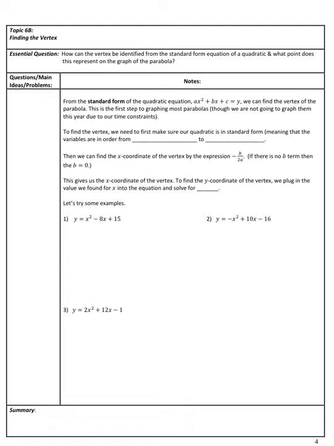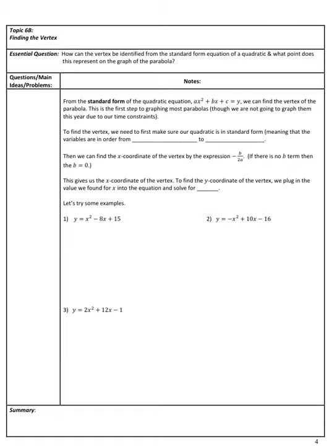Welcome back to topic 6, Algebra 1. We are on topic 6b, finding the vertex. Finding the vertex is a key thing in graphing. It's important to know how to find it, so we're going to focus on working on that today. So how can the vertex be identified from the standard form equation of a quadratic, and what point does this represent on the graph is today's essential question.